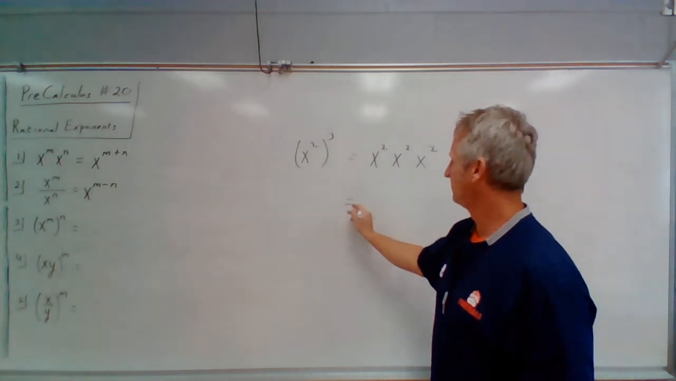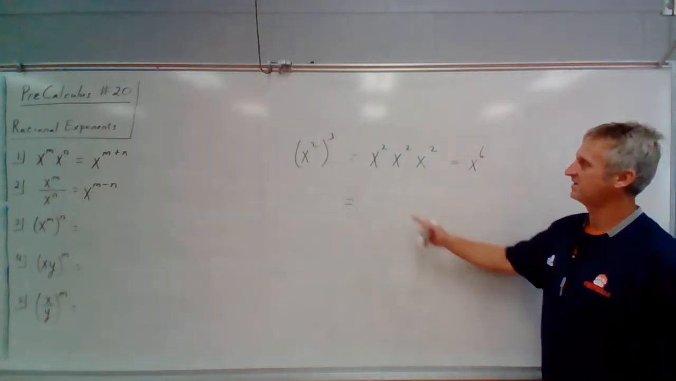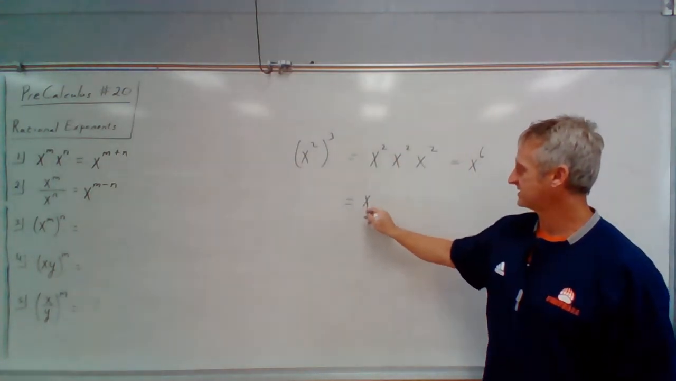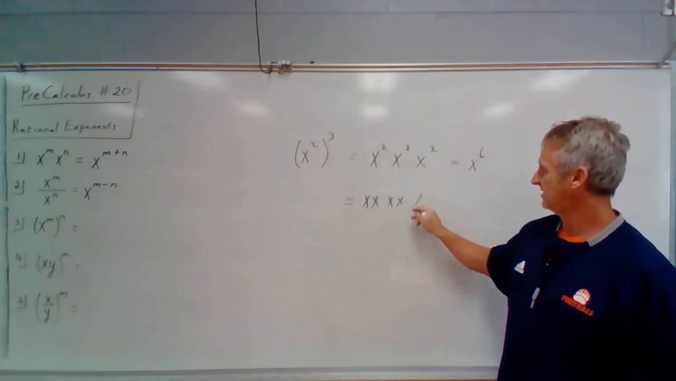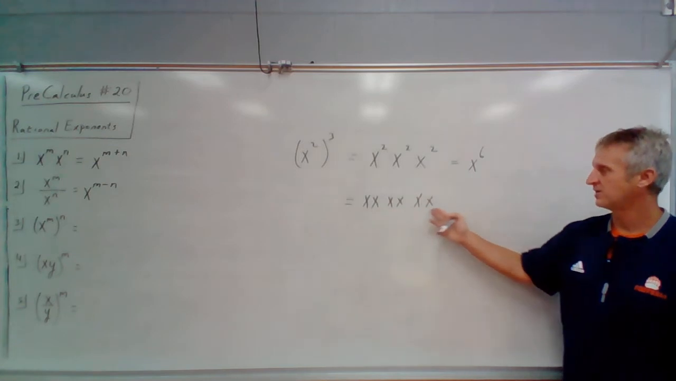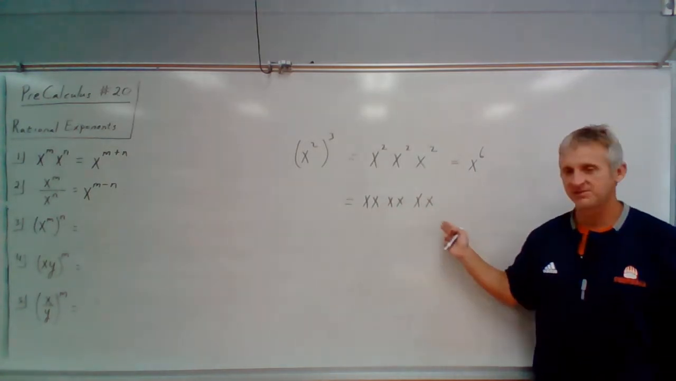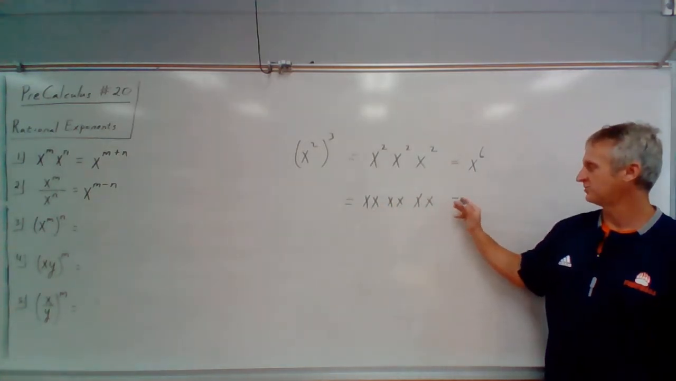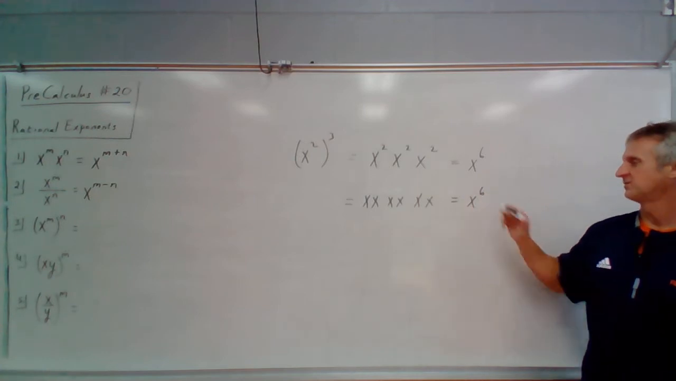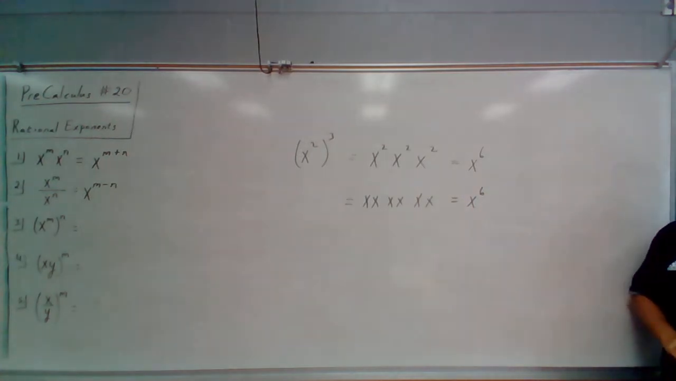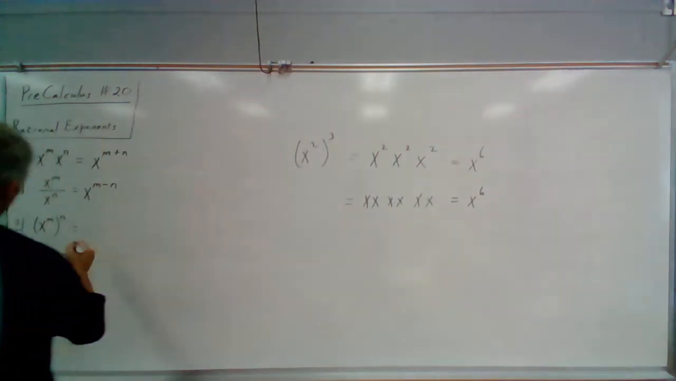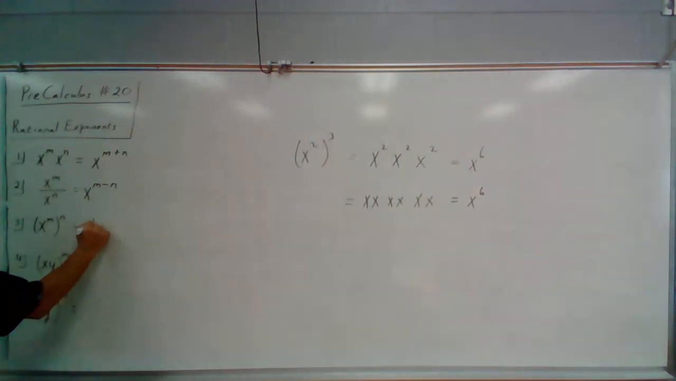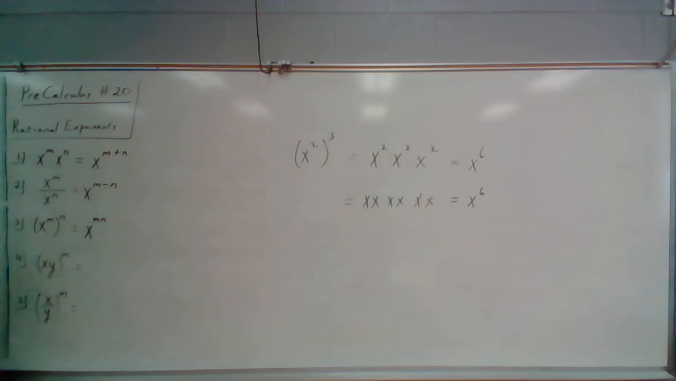Alternatively, we could actually expand it all out. X squared is x times x. That's x times x. That's x times x. And pretty clearly, we have 3 sets of 2 or 6 x's multiplied together. So we get x to the 6th. All right, so our rule would be x to the m times n.